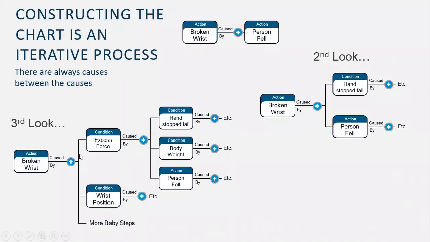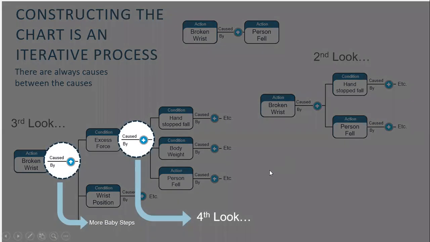Broken wrist caused by wrist position and excessive force. Excessive force was caused by the person fell, hand stopped the fall, and there was significant body weight to cause the break. And we could even look further for more causes in between here. So as you can see, it's clearly an iterative process.